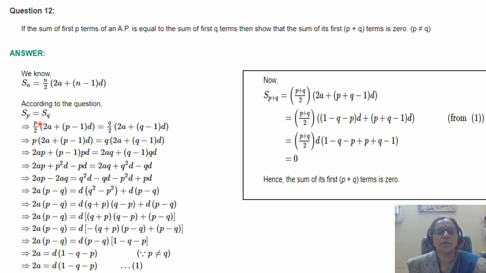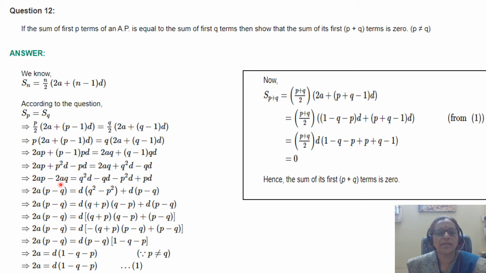Now sum of p terms is p by 2 into 2a plus p minus 1 into d. Sum of q terms is q by 2 into 2a plus q minus 1 into d. Observe, 2 cancelled from both sides, rest of the terms written as it is. Now multiply by p: 2pa plus p minus 1 into pd is equal to 2qa plus q minus 1 into qd.